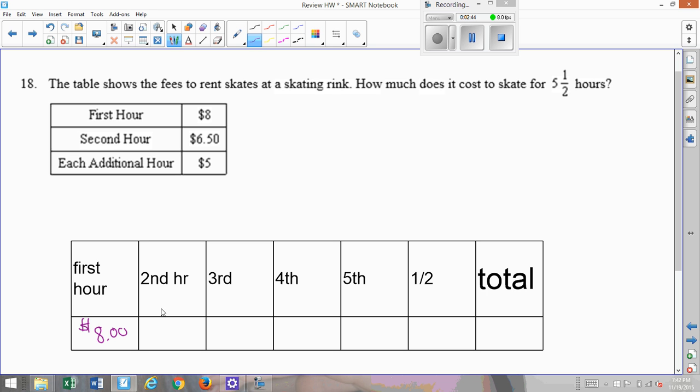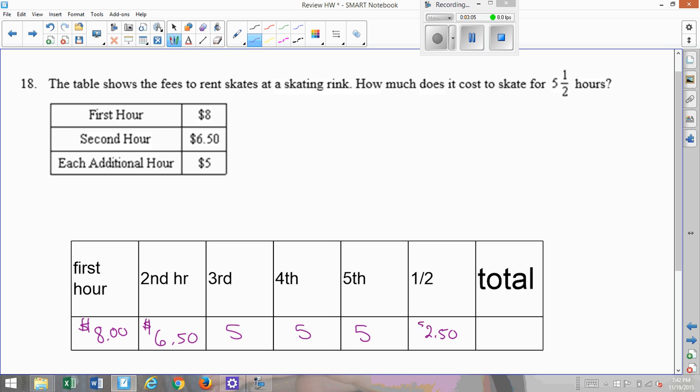Second hour is going to be $6.50. Third hour is going to be 5. Fourth hour will be 5. Fifth hour will be 5. And then we have a half because we're doing 5.5 hours. Well, half of 5 is $2.50.